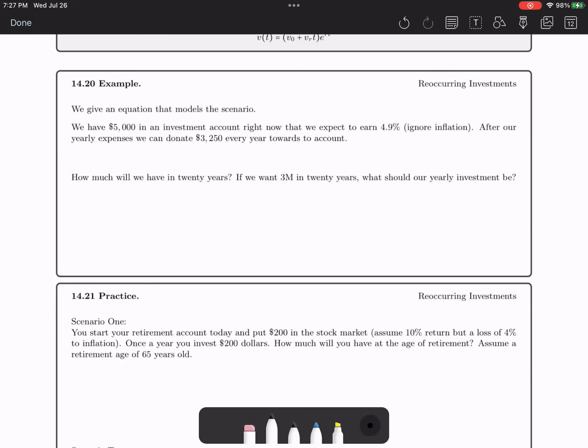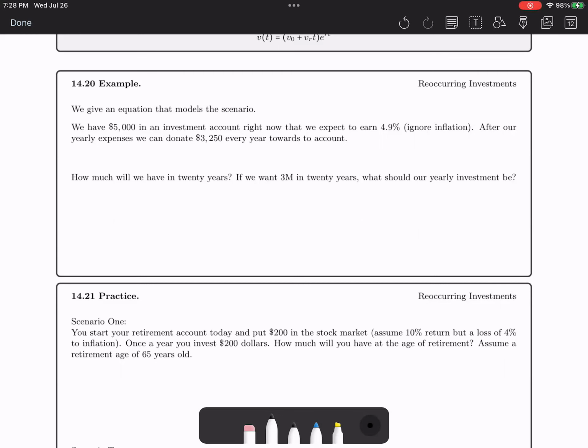Another example of the exponential functions. Let's give an equation that models the scenario where we have $5,000 in an investment account right now that we expect to earn 4.9%. So ignoring inflation, or maybe that's already considering inflation, but we're going to gain 4.9% on this account. After our yearly expenses, we're going to donate $3,250 every year towards the account.